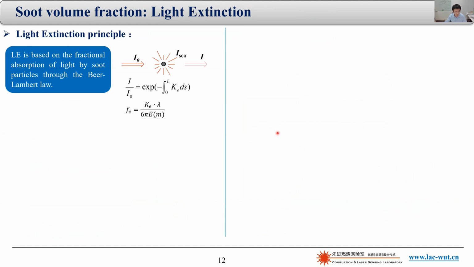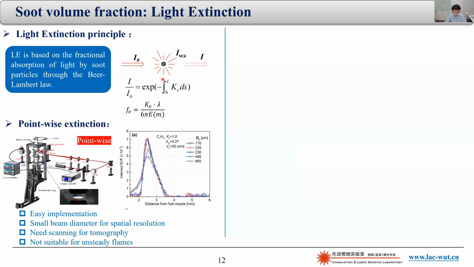The next widely used method for soot volume fraction measurement is light extinction. The principle is also very simple and is based on the fractional absorption of light by soot particles through the Beer-Lambert law. But for implementation in counterflow flames, there are two variants. The first one is called pointwise extinction, where you measure one point of the soot field every time. Usually the light source you use will be a collimated laser beam.